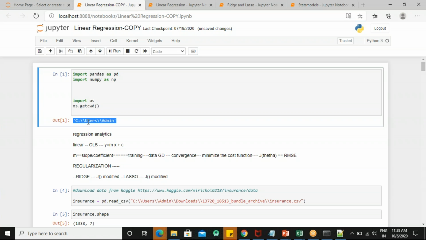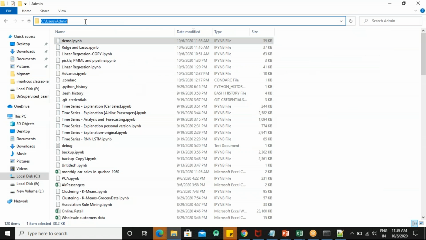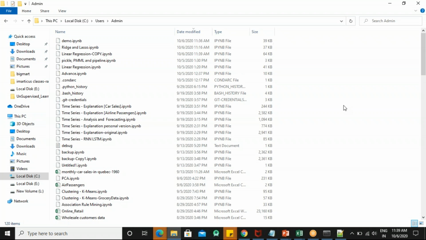See guys, this is C, Users, admin. So this is the path where you are pointing by default. So you can put your notebooks there and access them. In C, in Users, in admin. So where did I go? If you look at this, I have put it in C, Users. Okay.